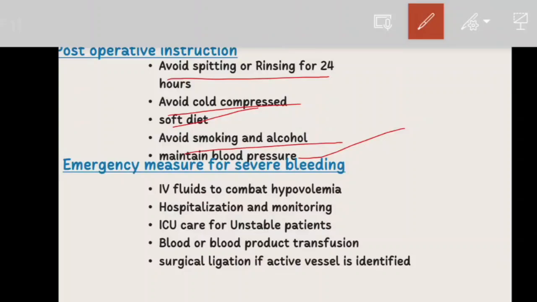Here are the emergency measures for severe bleeding. If bleeding is severe, give IV fluids, hospitalize and monitor the patient, ICU if unstable, blood transfusion, and surgical ligation if the vessel is visible. This is asked in long essay questions.